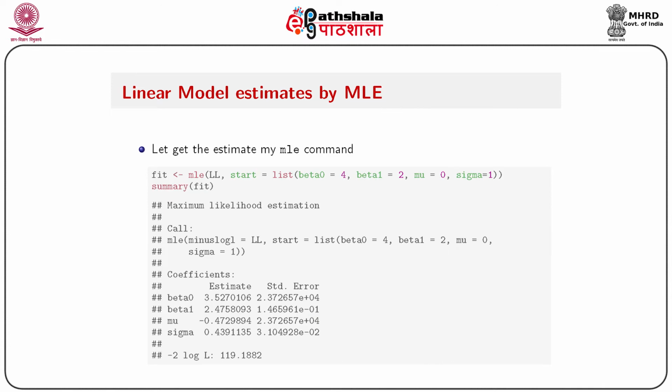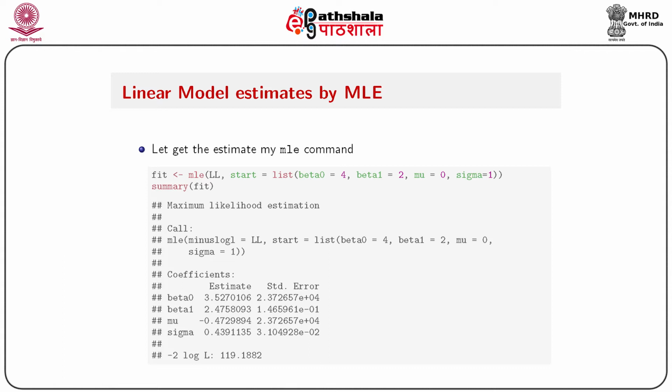And let's get the estimate by the MLE command. So fit equals MLE, LL, start equals list: beta naught, the initial value of beta naught is assigned to be 4, beta 1 is 2, beta mu equals 0 and sigma equals 1, and then summary of fit.